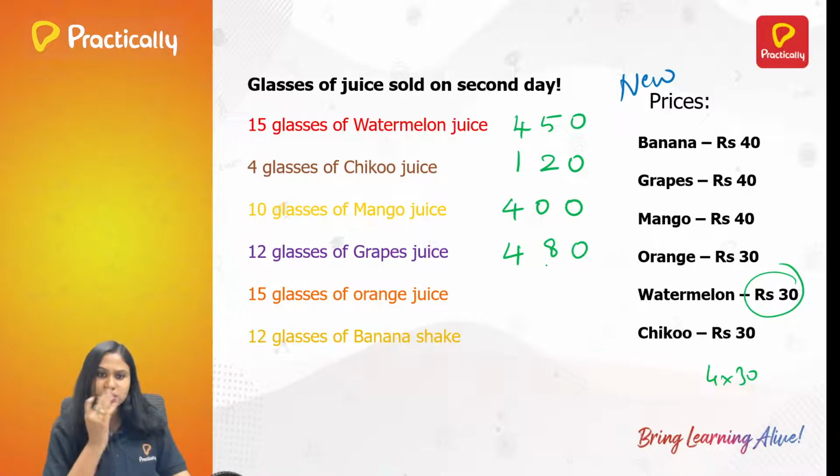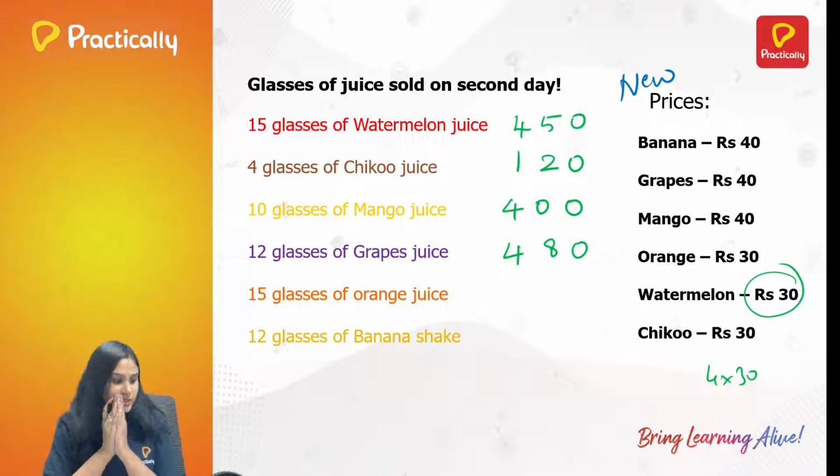Very good. 600. Okay, did I do something wrong? Sairam says it is 600, but I did not get 600 anywhere as of now. Where is 600? Wait, let me check again. 15 glasses of watermelon juice, right? So Sairam, could you please check? I guess you have made some calculation mistake somewhere.